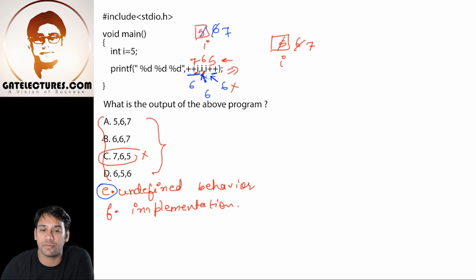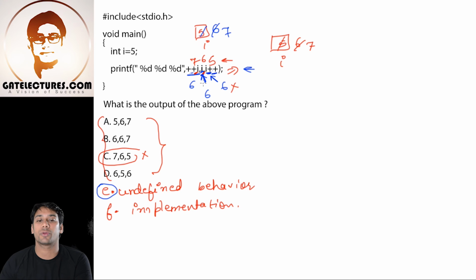In undefined behavior, whenever within a single statement I'm using the value of a variable, and at the same time I'm also changing the value of the variable. Here I am changing the value of the variable in this statement, i plus plus, i plus plus, and I'm using the value of i in all these three statements. So this is going to bring undefined behavior for the C language, and the statements can be executed in any order.